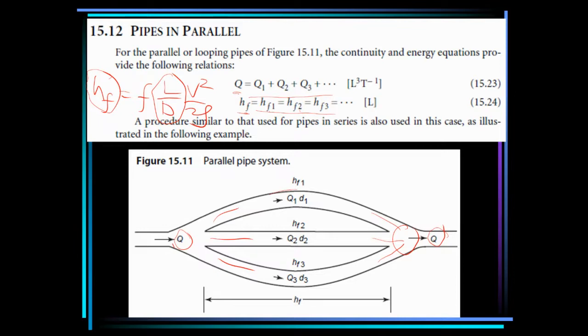So the system will have the same head loss, which is HF, in which you can use the head loss for any of the pipes. But the flow rate is the sum of the flow rates in the system.